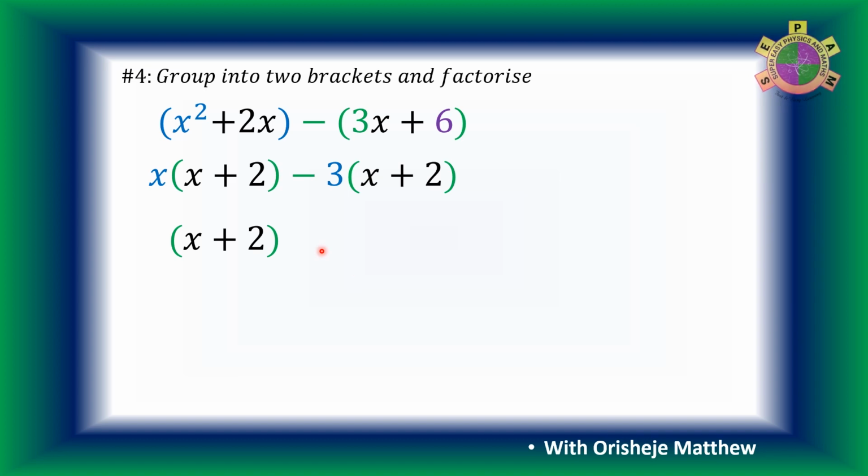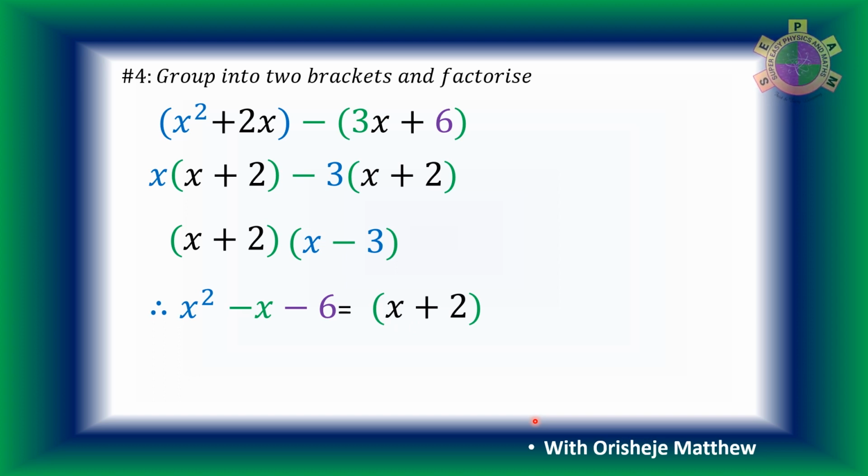So you take the common bracket, x plus 2 is common. That will form the first bracket. Then the coefficient of each bracket, x take away 3, will form the second bracket. Therefore, x squared take away x, take away 6 is equal to x plus 2 multiply x take away 3. So that is the factorization of the first question. So let's go to the second question.